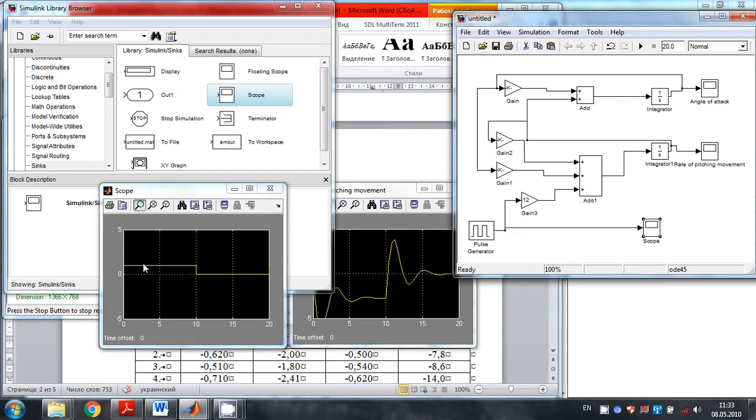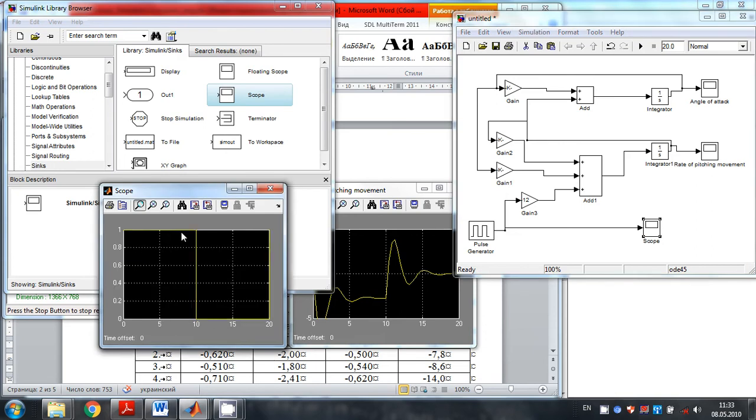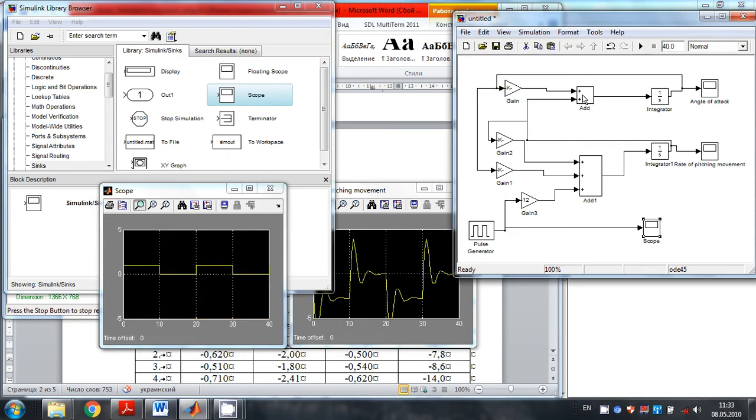Again, we auto scale, and we can see this step or two steps. It's 20 seconds, but if we increase the simulation time to 40 seconds, for example, we get two deflections. Well, we have two periods of the same function. At zero time, the elevator deflects by 1 degree, and then it stays in that deflected state for 10 seconds, and then comes back to the neutral position. The deflection angle goes back to 0, and then the process repeats itself.